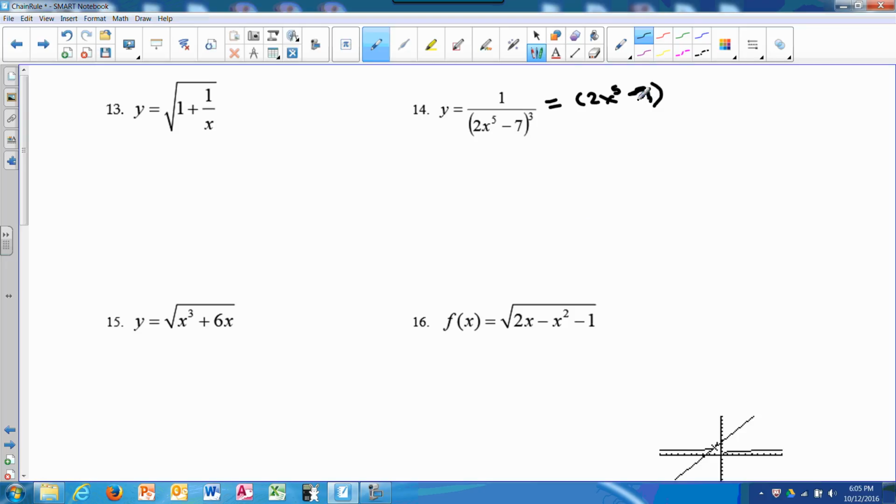I'd like for you to do the challenging one for 13 and check your answer key. We'll look at 14 together. So I'm going to rewrite this. I'm going to move 2x to the 5th minus 7 to the numerator, but then I have to indicate that it's now a negative power because it's in the wrong spot. See if I can fix my handwriting a little bit there.